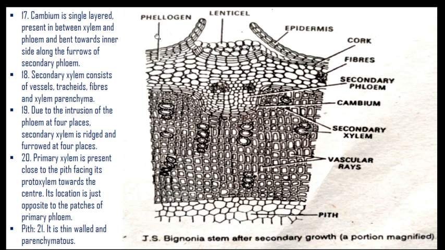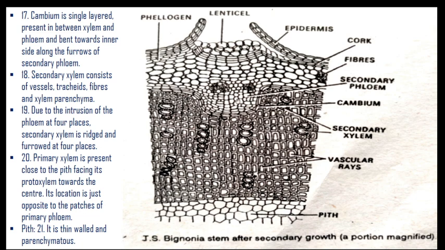So this diagram showing the secondary growth, that is a phellogen. These are the lenticels. This is the epidermis. Below the epidermis there is a presence of cork. Below that, in a cortical region, there is a presence of fiber patches.